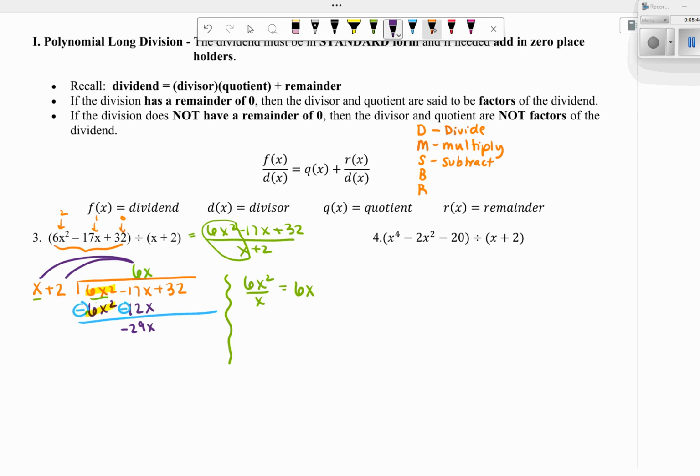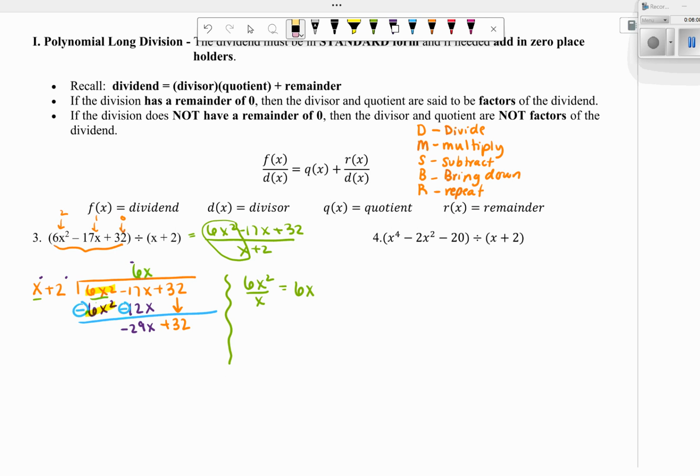And then B stands for bring down. So we bring down that last term that didn't have anything to go with it, so the 32. And then R stands for repeat. So we're going to repeat these steps again. So I'm going to erase this over here.